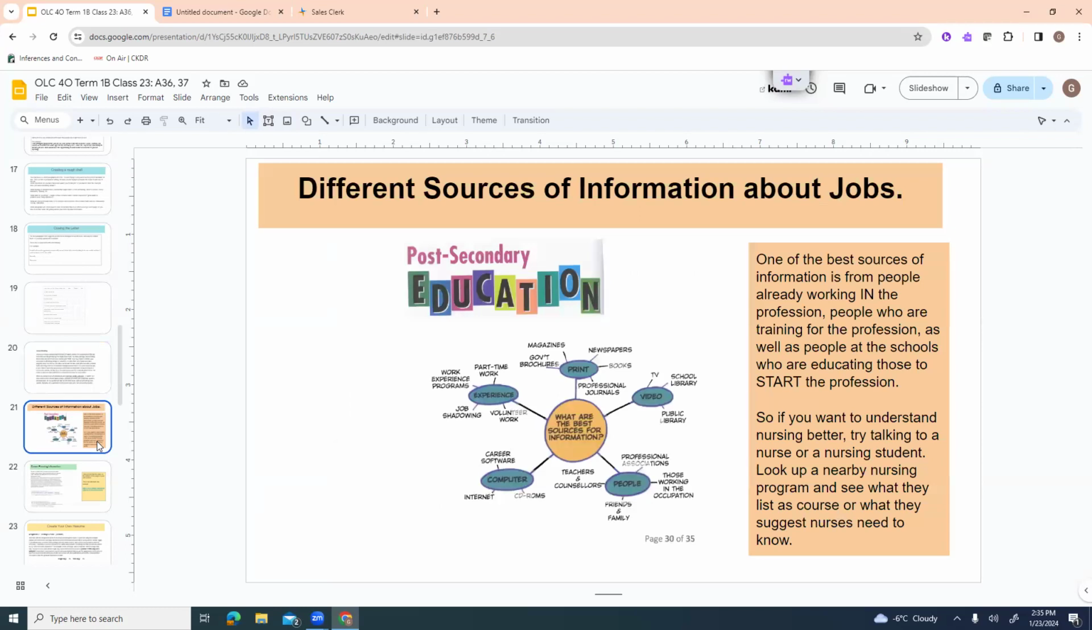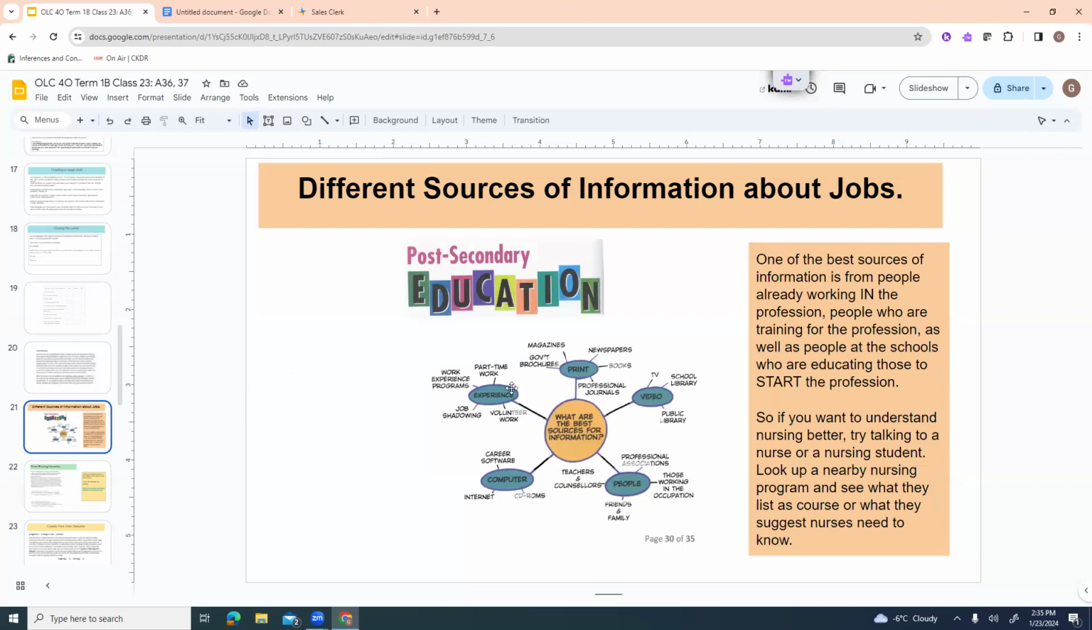Okay, different sources of information about jobs. If you're trying to figure out about jobs, what are the best sources of information? Computer, internet. Now, career software and CD-ROMs, I don't think those are too common anymore. Experience is probably one of the best ways.